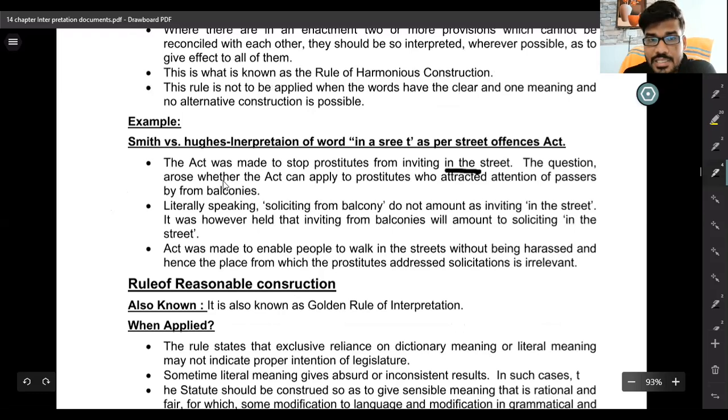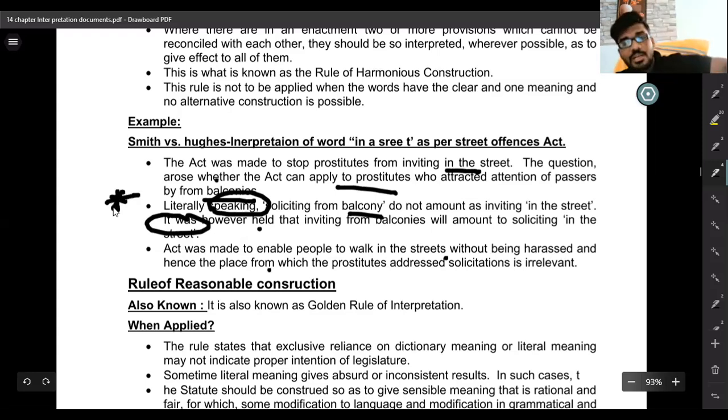The question arises whether the act can apply to prostitutes who attracted the attention of passengers from balconies. Literally speaking, soliciting from a balcony does not amount to inviting in the street. However, it was held that inviting from balconies will amount to soliciting in the street. The act was made to enable people to walk in the street without being harassed, and hence the place from which the prostitute addresses solicitation is irrelevant. If the place is relevant, then the mischief is there. In order to overcome that mischief, you go through with the construction.